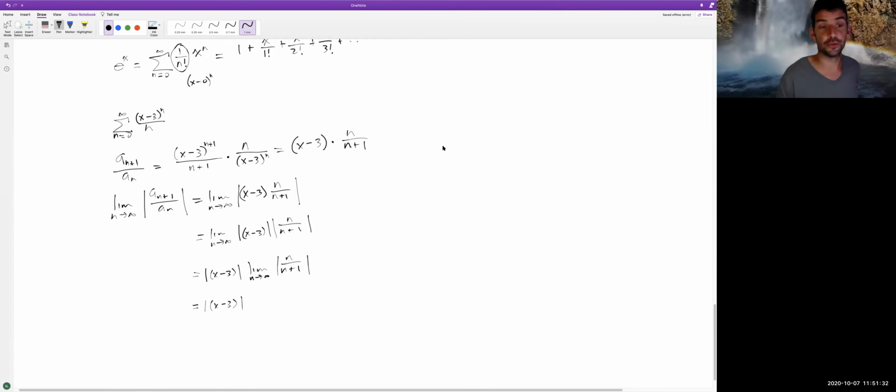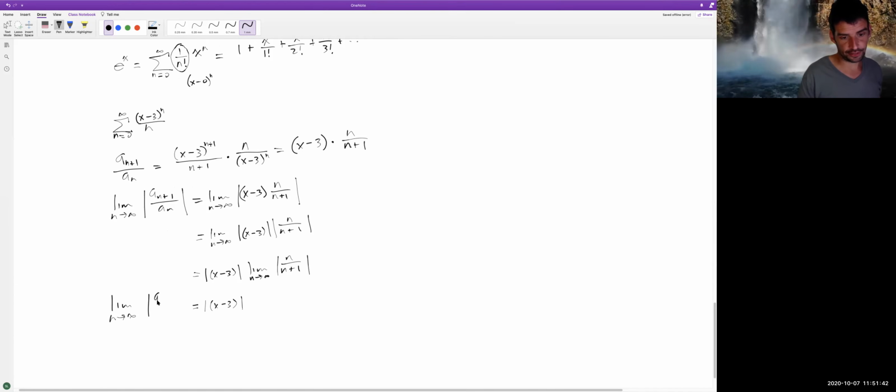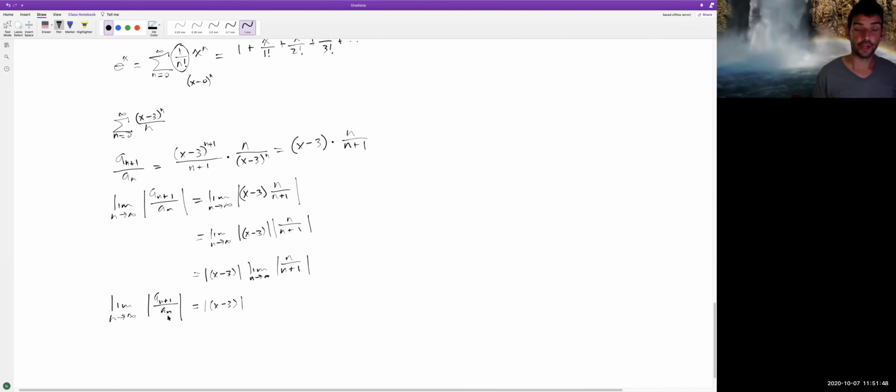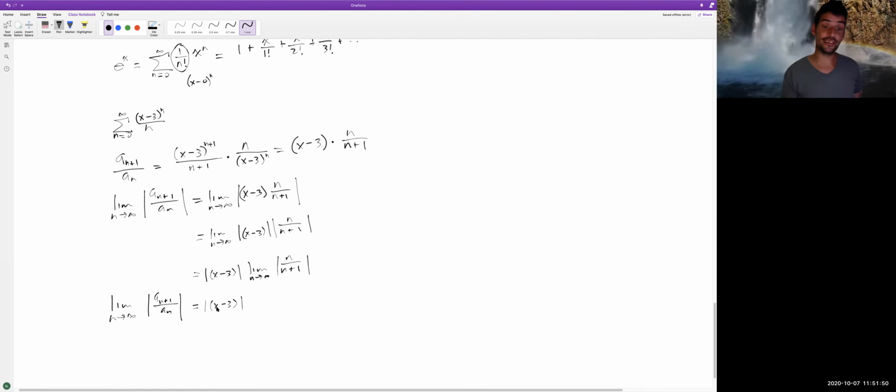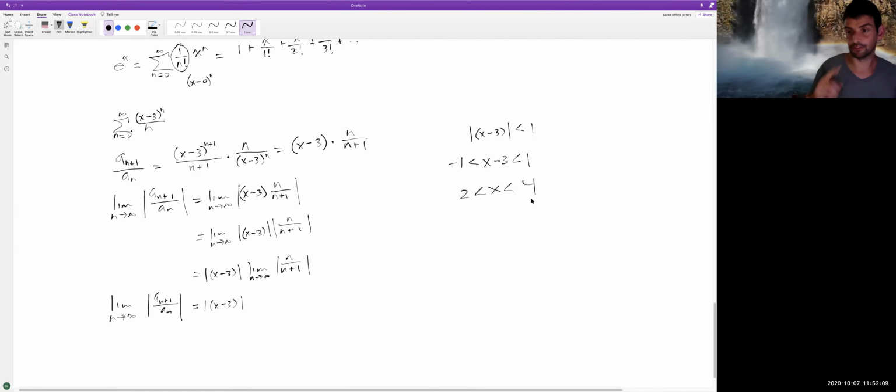Now remember what the ratio test tells us: a series converges if this limit is less than 1. So now we have to ask ourselves, when is this thing less than 1? Let's just write that down. We want the absolute value of x minus 3 to be less than 1. That's equivalent to saying x minus 3 is between negative 1 and 1. I can add 3 to both sides, so I get x is between 2 and 4.